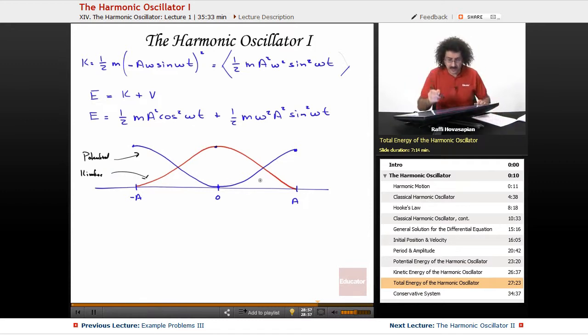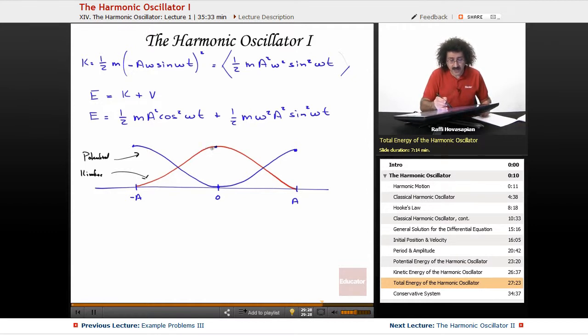I pull the thing to A. All of the energy is potential. There's no velocity yet. I haven't let go. Zero kinetic energy. I release it. All that potential energy starts to go to kinetic. At some point they meet where the kinetic and the potential are equal. As it passes through the equilibrium position, x is 0. Therefore, the potential energy is 0. However, the kinetic energy is at its maximum.